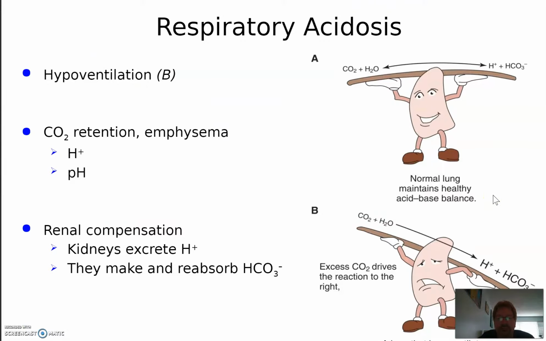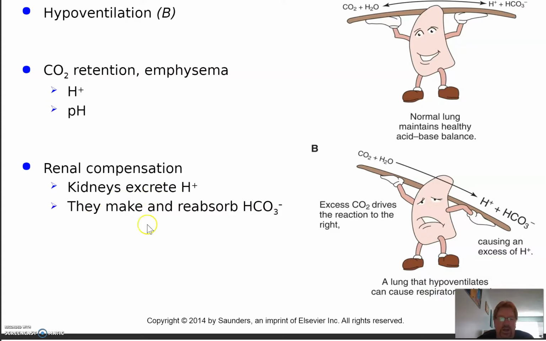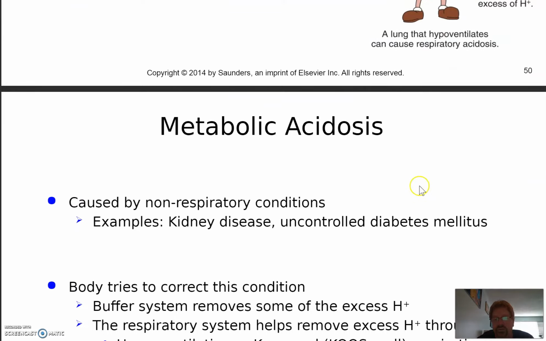Hypoventilation can cause you to develop acidosis. Carbon dioxide retention, like in emphysema, a lung problem where you're not able to breathe properly. Renal compensation: the kidneys excrete hydrogen and reabsorb bicarbonate ion to try to make up the difference. Guys, you'll have to go back over this yourself.